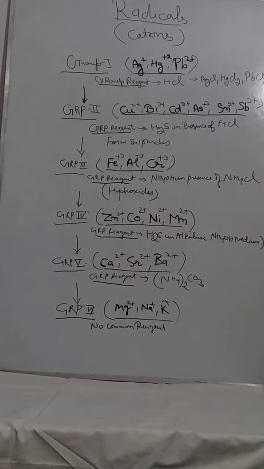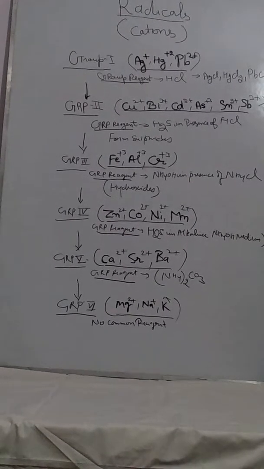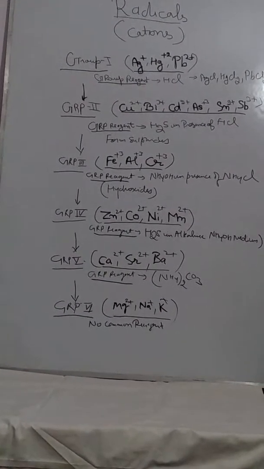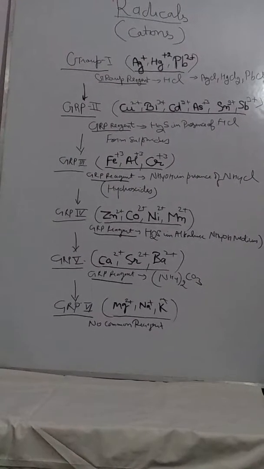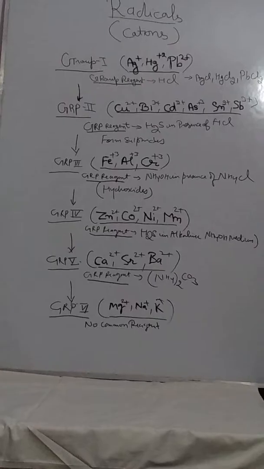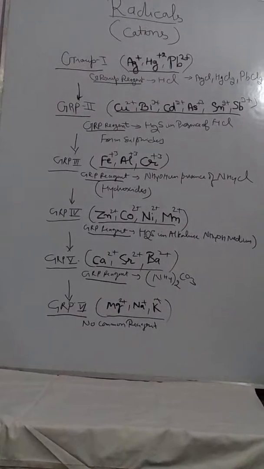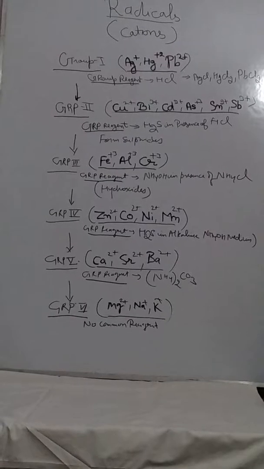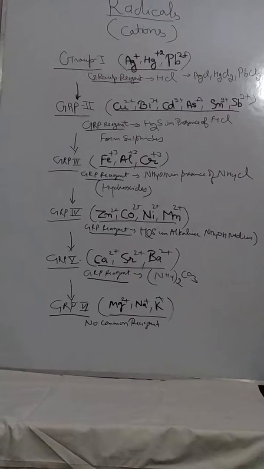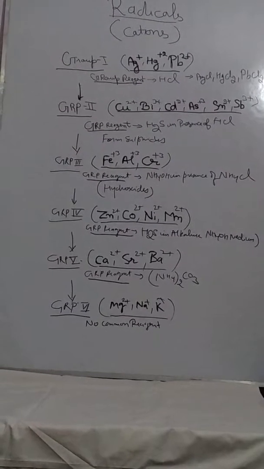Now, how to link it with solubility product? It is very elegantly clear that the chlorides of group first radicals are least soluble, and that's why they precipitate out first, they appear first. If they were more soluble, they would not be able to appear themselves.